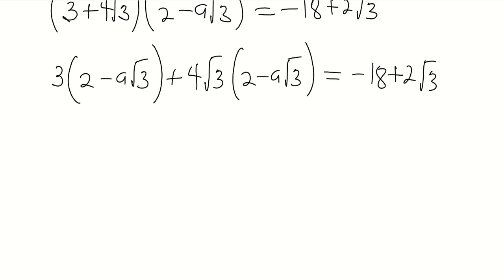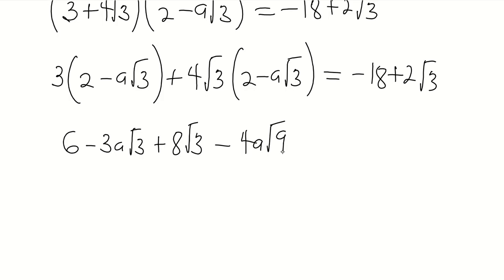Now at this point, we can see that 3 multiplies 2, we have 6. 3 multiplies minus a square root of 3, we are going to get minus 3a square root of 3, plus 4 square root of 3 multiplies 2. It means that 4 is going to multiply 2, and we have 8 square root of 3. So we have 8 square root of 3 minus 4 square root of 3 multiplies a square root of 3. Then we're going to get minus 4a and then square root of 9, which is equal to minus 18 plus 2 square root of 3.